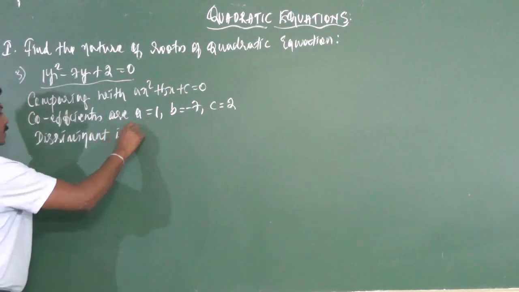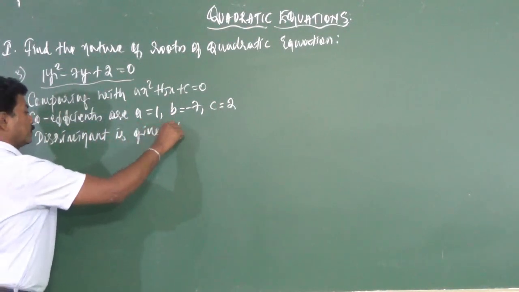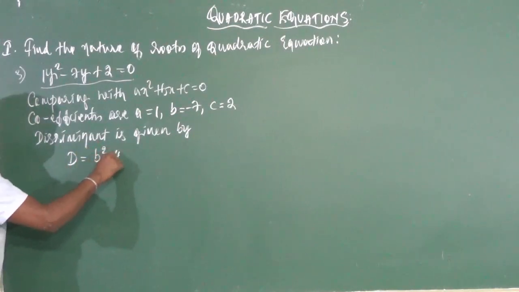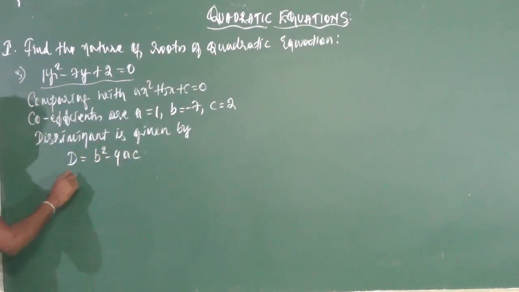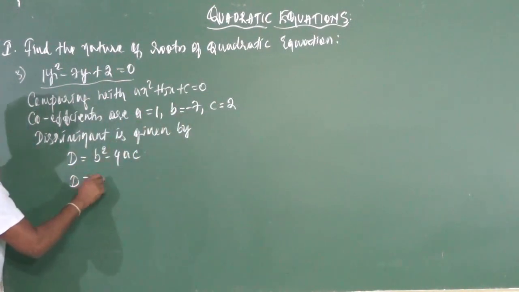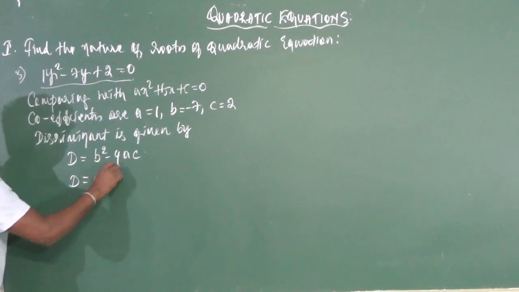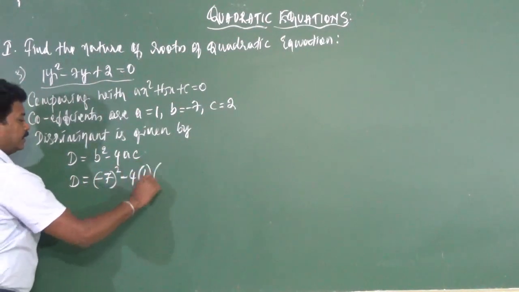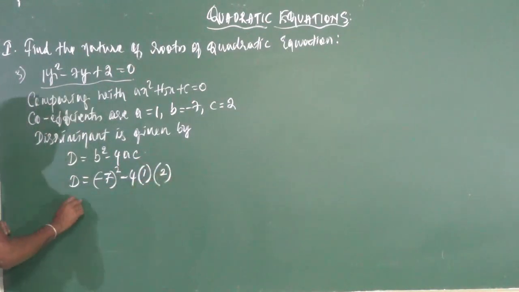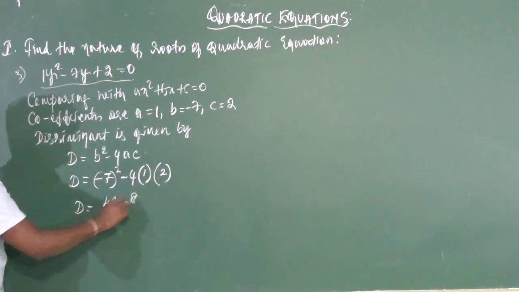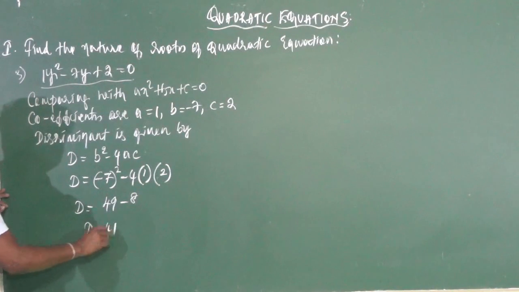So discriminant is given by D is equal to b square minus 4ac. So discriminant is equal to b square, b value minus 7 whole square, minus 4 into a, 1, into c, 2. So D is equal to minus 7 whole square, 49, minus 4 ones are 4, 4 twos are 8. D is equal to 41.